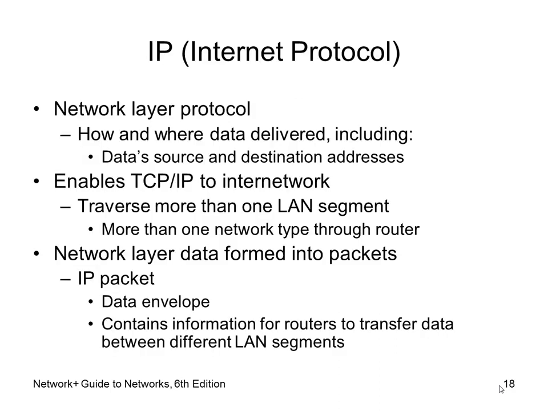Okay. IP says how and where data is delivered, including the source and destination address. It's kind of like if I take an envelope and put the correct address on it. That's IP. The delivery service to get it there, the postal service, is TCP. So it's up to the postal service to get it there, and it's up to me to put the correct address on it. So this is the actual address on the envelope.